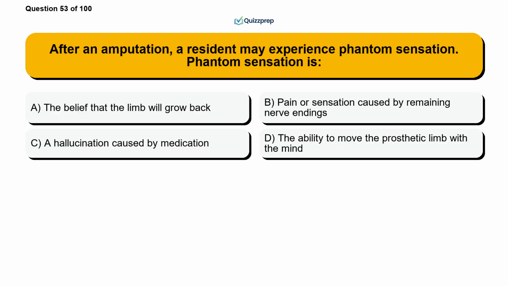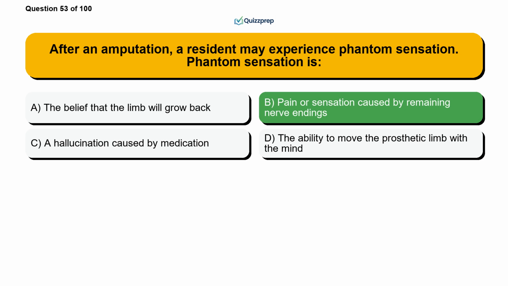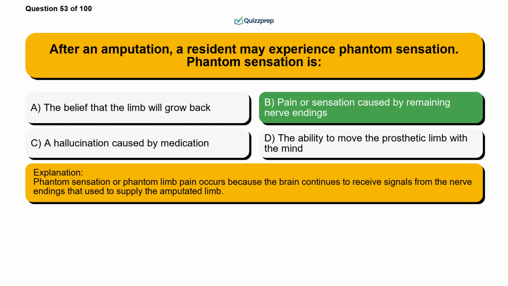Question 53. After an amputation, a resident may experience phantom sensation. Phantom sensation is: Option A. The belief that the limb will grow back. Option B. Pain or sensation caused by remaining nerve endings. Option C. A hallucination caused by medication. Option D. The ability to move the prosthetic limb with the mind. The correct answer is option B. Pain or sensation caused by remaining nerve endings. Phantom sensation or phantom limb pain occurs because the brain continues to receive signals from the nerve endings that used to supply the amputated limb.